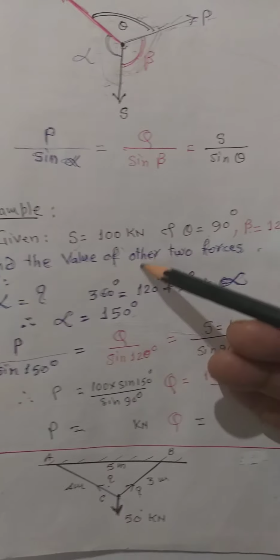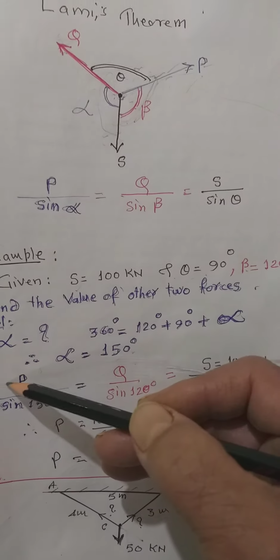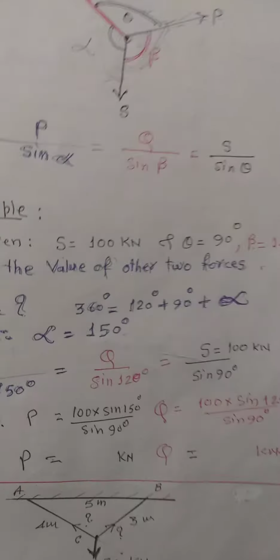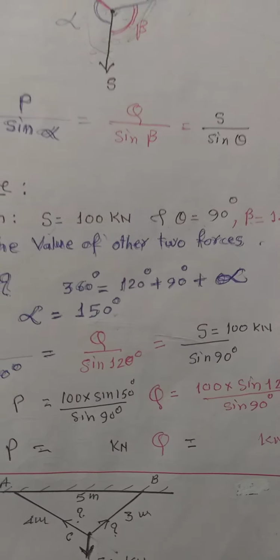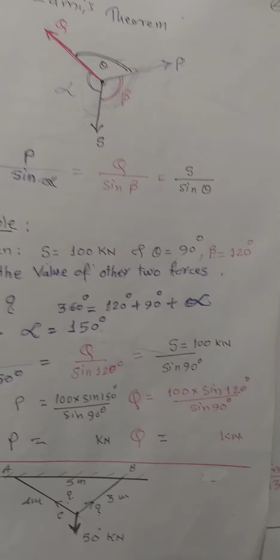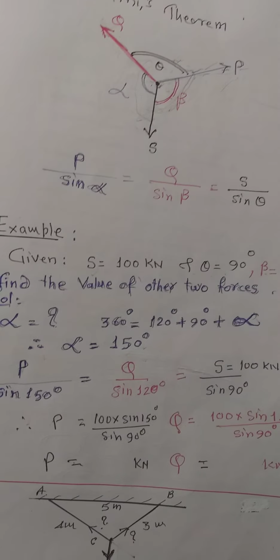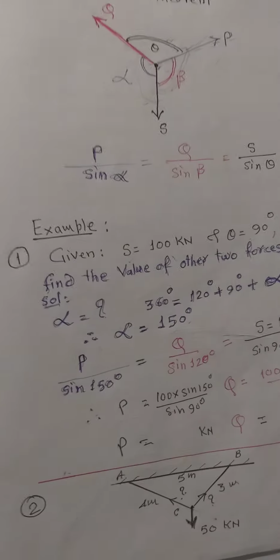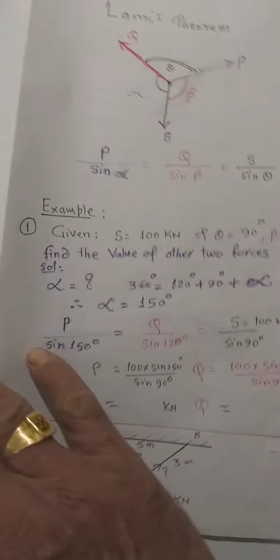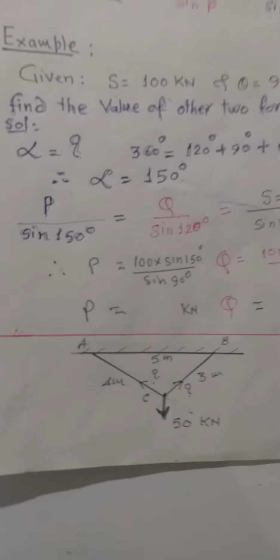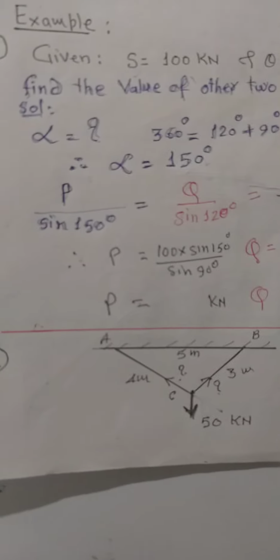Once this is done, you can find the value of Q as well as the value of P. After solving such a simple problem, we'll go on to a slightly more difficult problem on Lami's theorem.